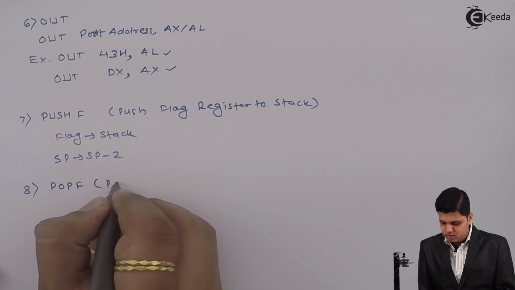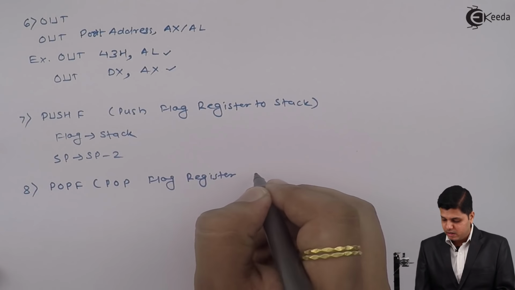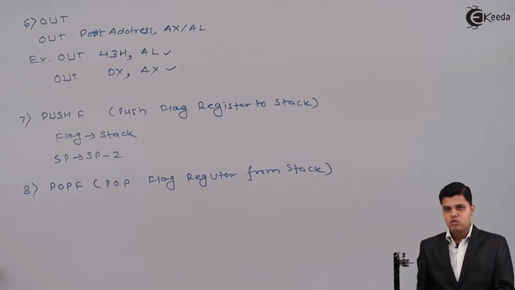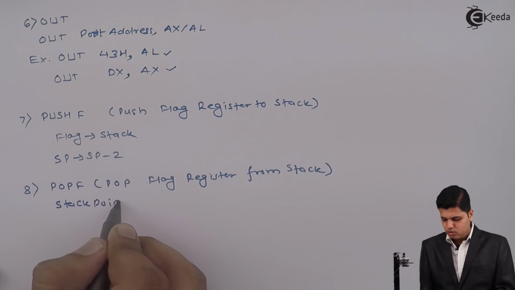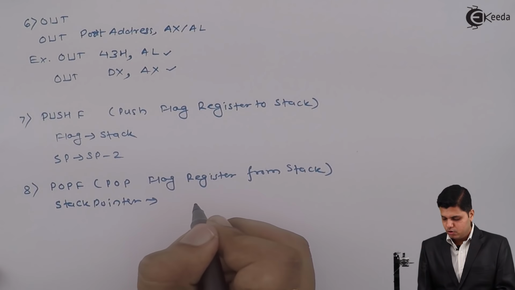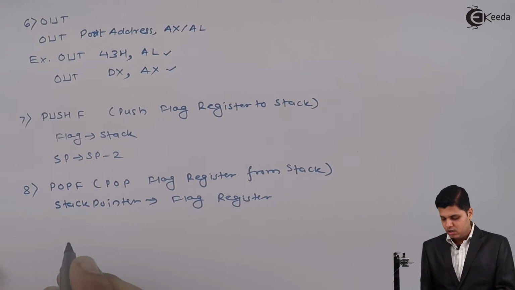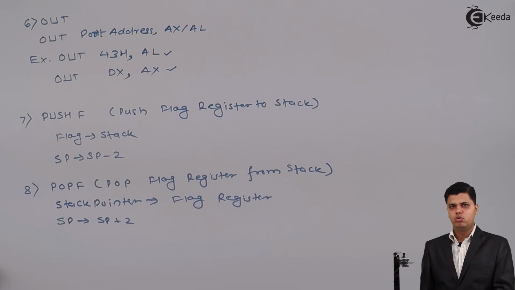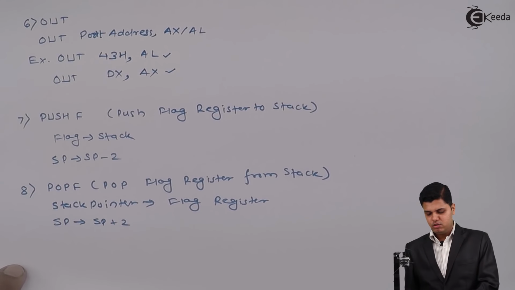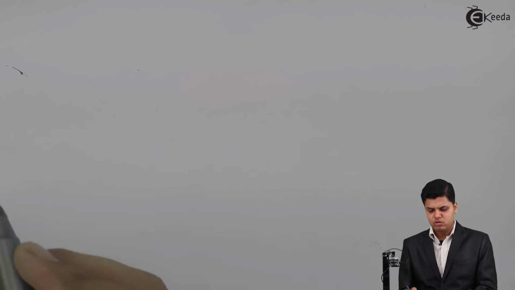Next instruction is POPF. Now what this instruction does is pop the flag register from the stack. So it copies the contents of the stack and moves them to the flag register. So the contents at the stack pointer move to the flag register of 8086. Again, the second operation performed is that the stack pointer is incremented by 2. So these are the instructions performed in the push and pop for flag in the instruction set of the 8086 microprocessor.